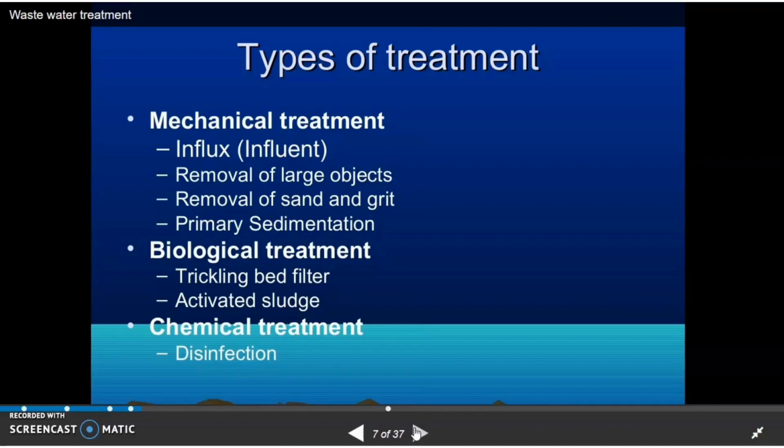After this, my group members will be discussing the effects of water treatment regarding economy, ethics, and social. Thank you.